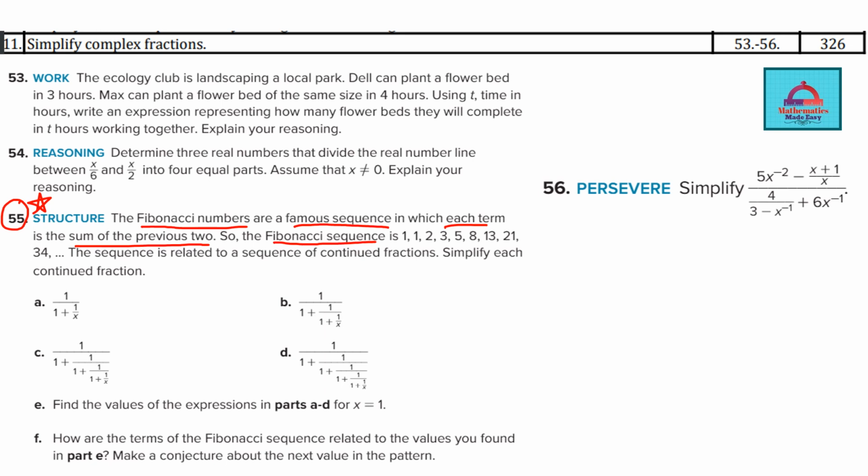Now in this question, you have been asked to simplify each continued fraction. So the same concept that is there for the Fibonacci sequence will be used for solving parts A, B, C, D. Now, as I told you, there is more than one method of solving. I will give you my method and then I'll give you the answer key. So whichever method you find more comfortable, do that.